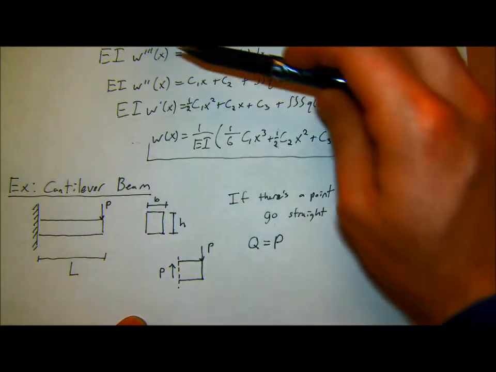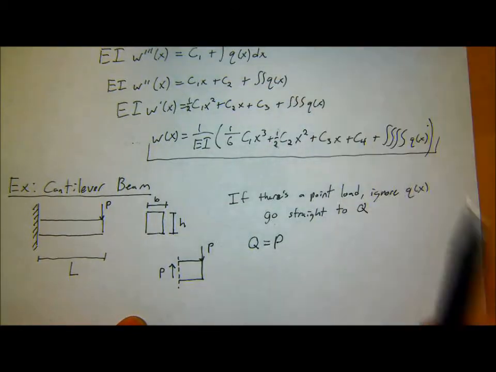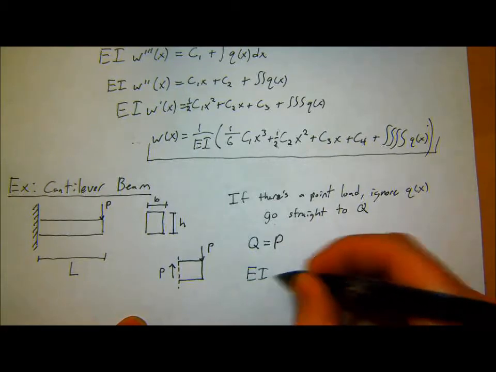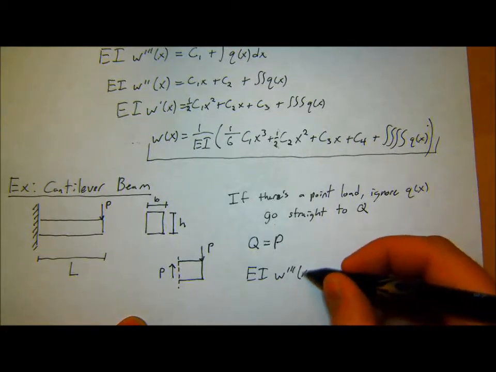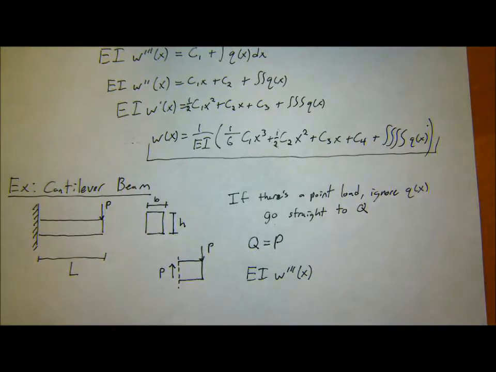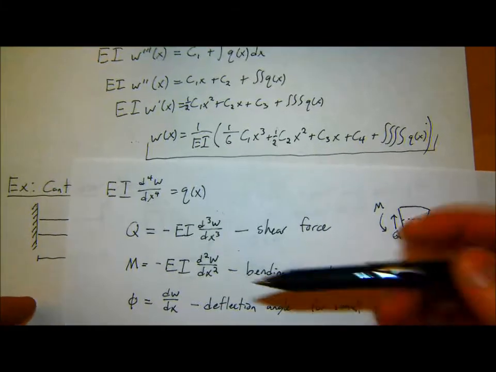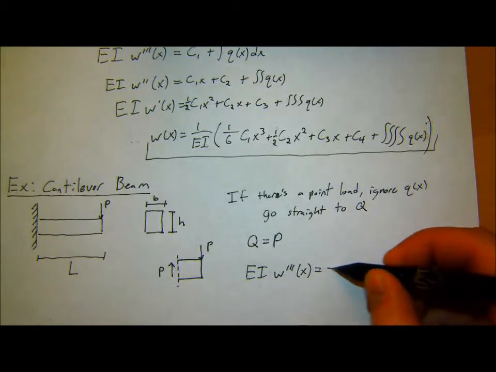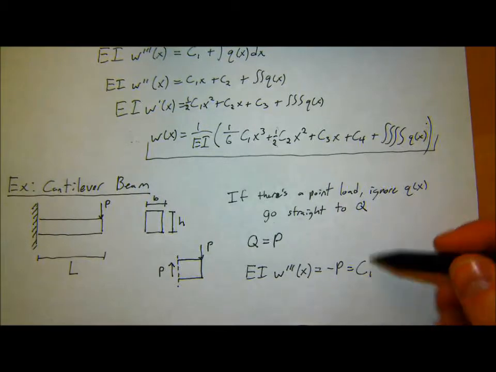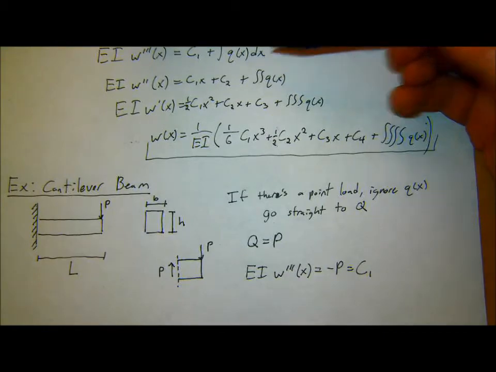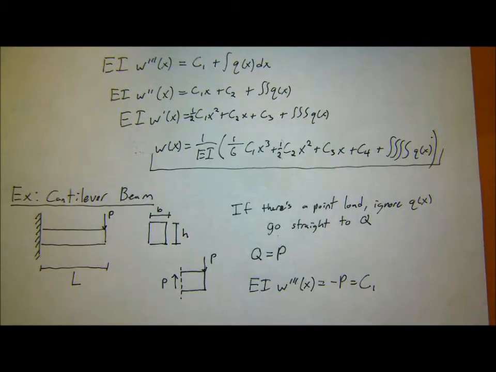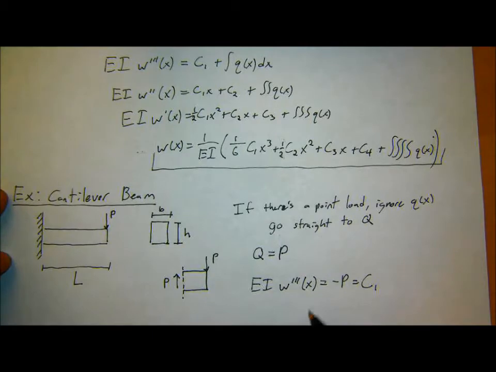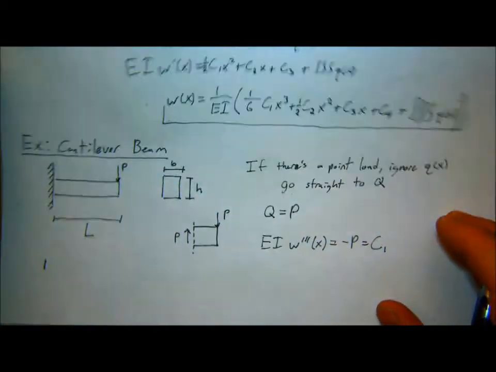So that means now in this formula, I'm going to ignore that q of x and I'm going to say EI w triple prime of x, which if you remember, this is equal to negative q. So this is now just equal to negative P, which is our c1 from our formulation up here. Make sure I'm doing this right. Okay. So now I need to think about what my boundary conditions are.